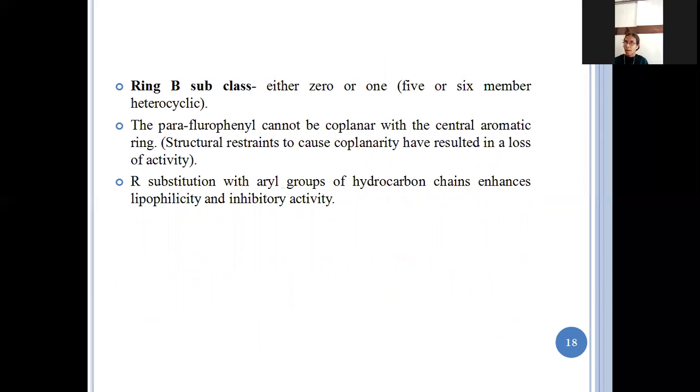So the parafluorophenyl cannot be coplanar with the central aromatic ring, which means it loses its activity. If the R position is replaced with aryl groups or a hydrocarbon chain, it will enhance the lipophilicity and it will inhibit the activity. So this is the SAR.